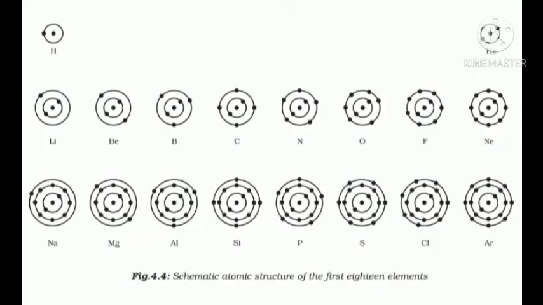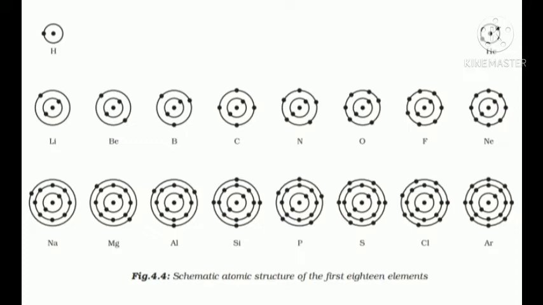Look at diagram 4.4. Here the schematic atomic structure of the first 18 elements is given. You know the center contains a nucleus. The nucleus contains protons and neutrons around which the electrons are revolving. Hydrogen, number of electrons 1. So you draw one shell or orbit or energy level, that is K, and put one dot. The dot indicates an electron. So the outermost shell contains 1 electron.